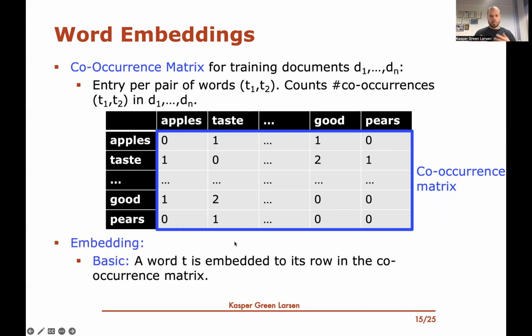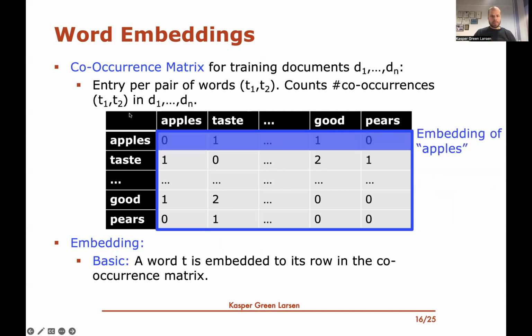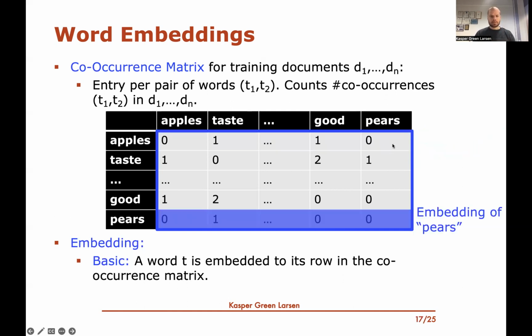Now with this co-occurrence matrix defined, what we'll do with our word embeddings is take a word T and embed it as the corresponding row in the co-occurrence matrix. So if I want the vector representation of the word apples, it'll be this vector that just gives the row in the co-occurrence matrix. And also this would be the embedding of pears. At least in this case, you can see that they're a little bit similar. They both occur together with the word taste, but they're not completely equal. They don't occur together with the word good in this case.